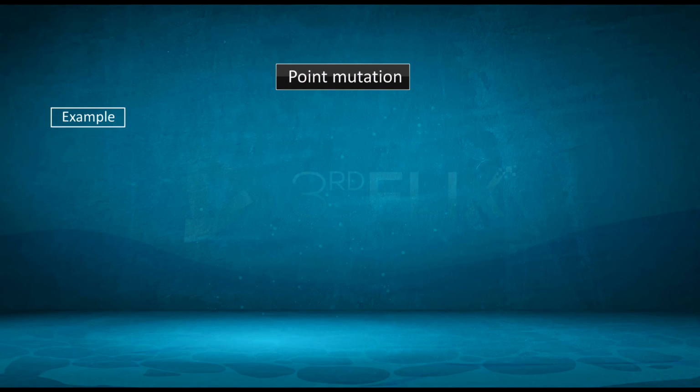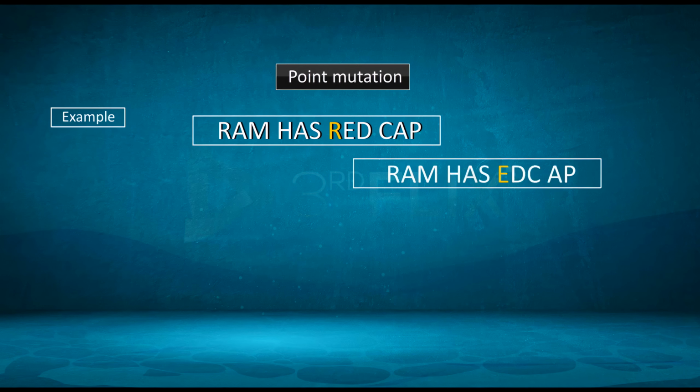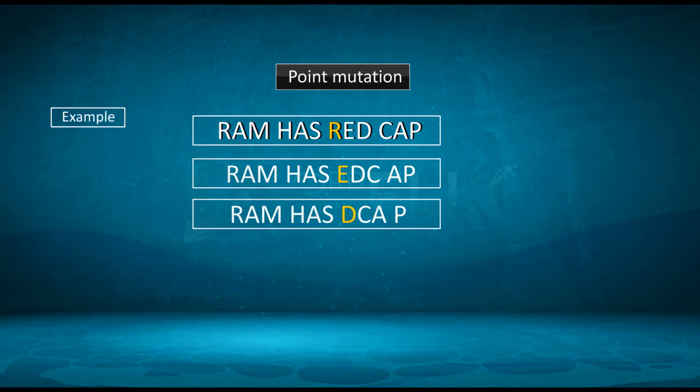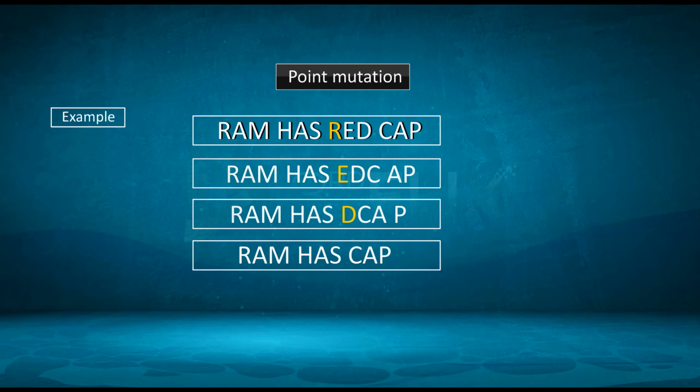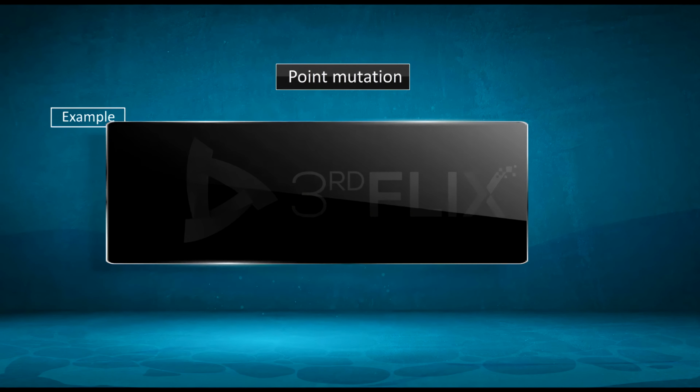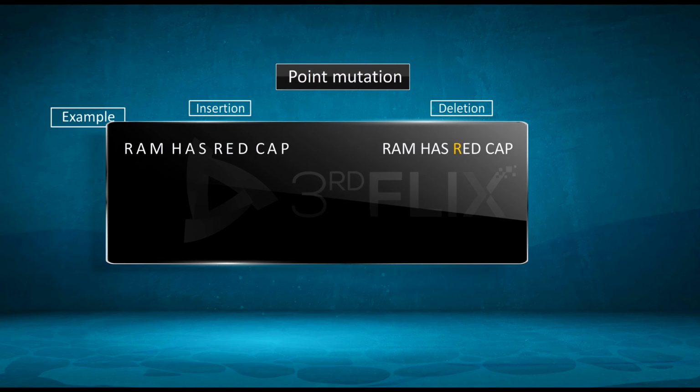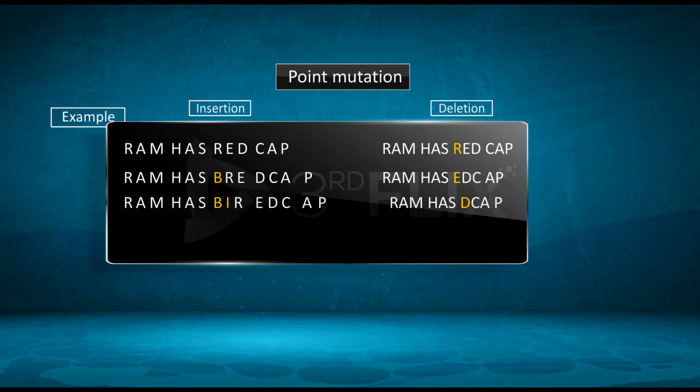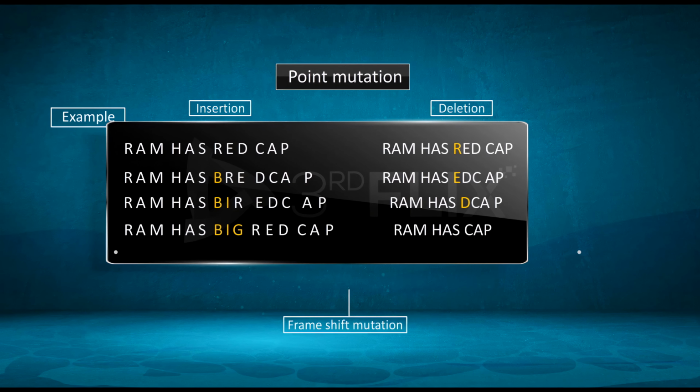Same process can be repeated by deleting the letters R, E, D, one by one. The new sentence format can be seen. Ram has red cap. Can be written as below. Insertion or deletion of the bases in the reading frame re-alters the frame, and such mutation is called as frame shift mutation.